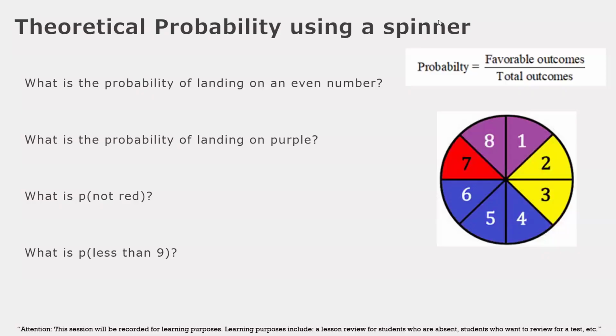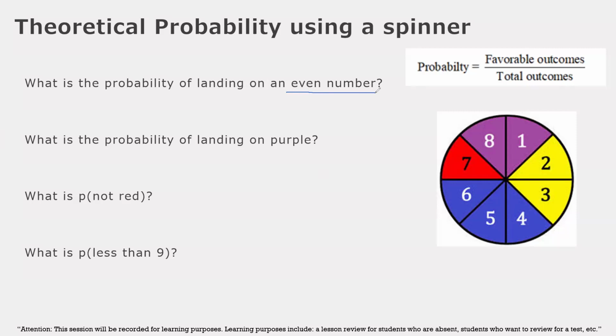All right, let's do one more page of examples like this, and then we will move on to another type of probability. So once again, we're dealing with theoretical probability. It's what we expect to happen. So now we have a spinner. We want to know for our first question, what is the probability of you landing on an even number?